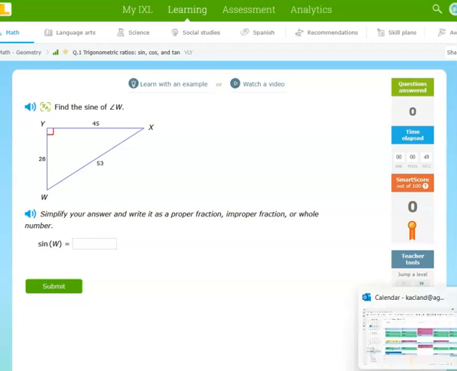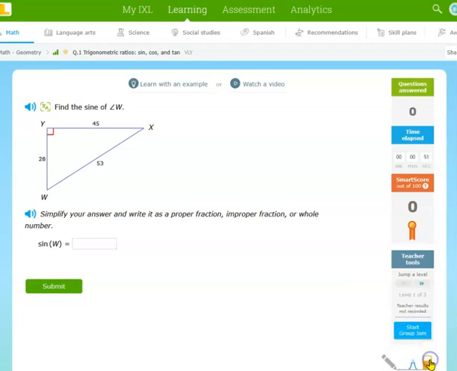First thing I'm going to do is grab my tools down here and circle the reference angle both in the problem and in the picture. So our reference angle is W. Then I'm going to label my hypotenuse, my opposite side, and my adjacent side. The hypotenuse is always across from the 90-degree angle, and I'm going to label that with an H. The opposite side is always across from the reference angle, and I'm going to label that with an O.